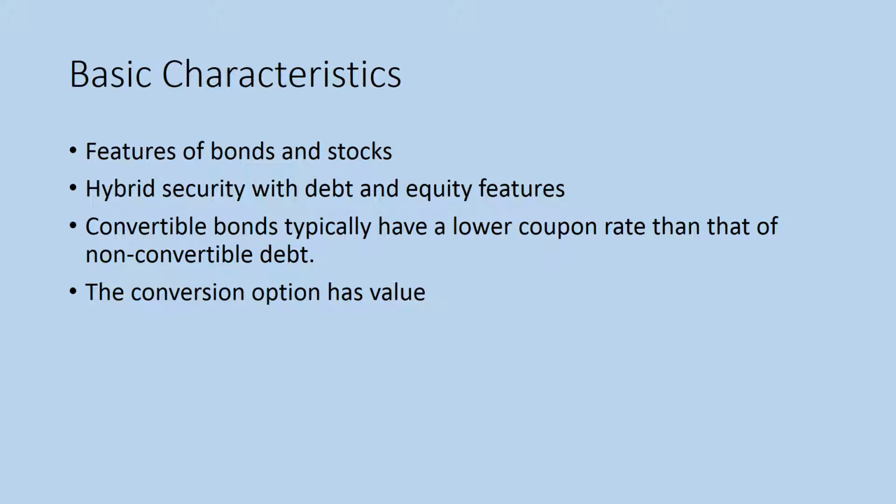Basic characteristics of convertibles. They both have features of bonds and stocks. Like I said, they are a hybrid security with debt and equity features. Convertible bonds typically have a lower coupon rate than that of non-convertible debt. The conversion option has value. From the issuer's perspective, the key benefit of raising money by selling convertible bonds is to reduce cash interest payment. There are two types of bond values. One would be a straight bond value, and the other is a conversion value.